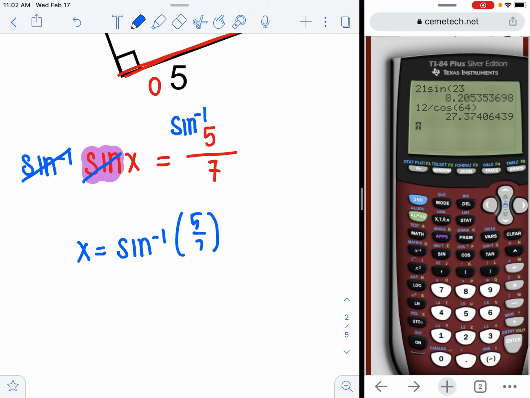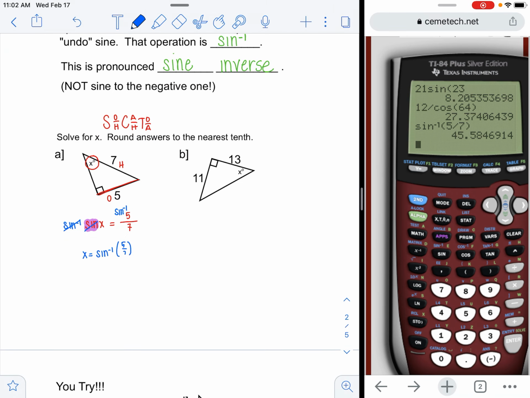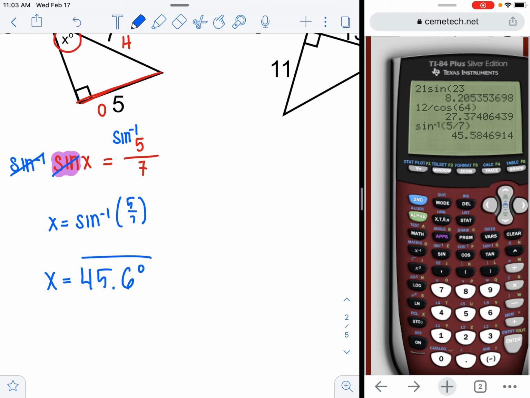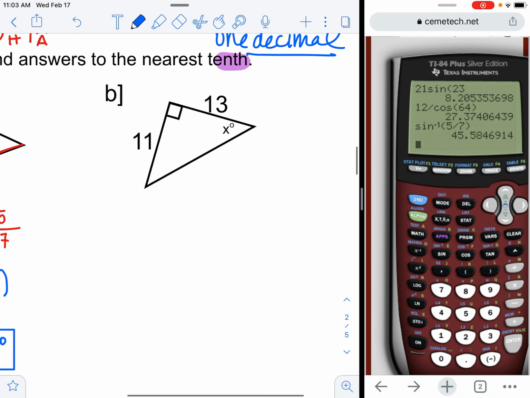If you look, sine inverse is on your calculator. It's in blue right above the sine button. Since it's in blue, I have to hit the second button and then sine. And notice you get sine inverse right there. 5 divided by 7. Close the parentheses, hit enter, and you get an answer. This says round to the nearest 10th. Round to the nearest 10th is different directions than yesterday. This is 1 decimal place. So I get x equals 45 point, and is it 5 or 6? 6. And then don't forget degrees because this was an angle. And that's it.